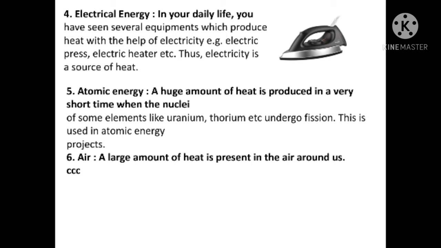Okay. So now, students, our fifth source of heat is atomic energy. A huge amount of heat is produced in a very short time when nuclear fission takes place in some elements like uranium, thorium, etc. This is used in atomic energy. So students, here some radioactive elements are given, which are uranium and thorium, which undergo fission. Now students, pay attention here.